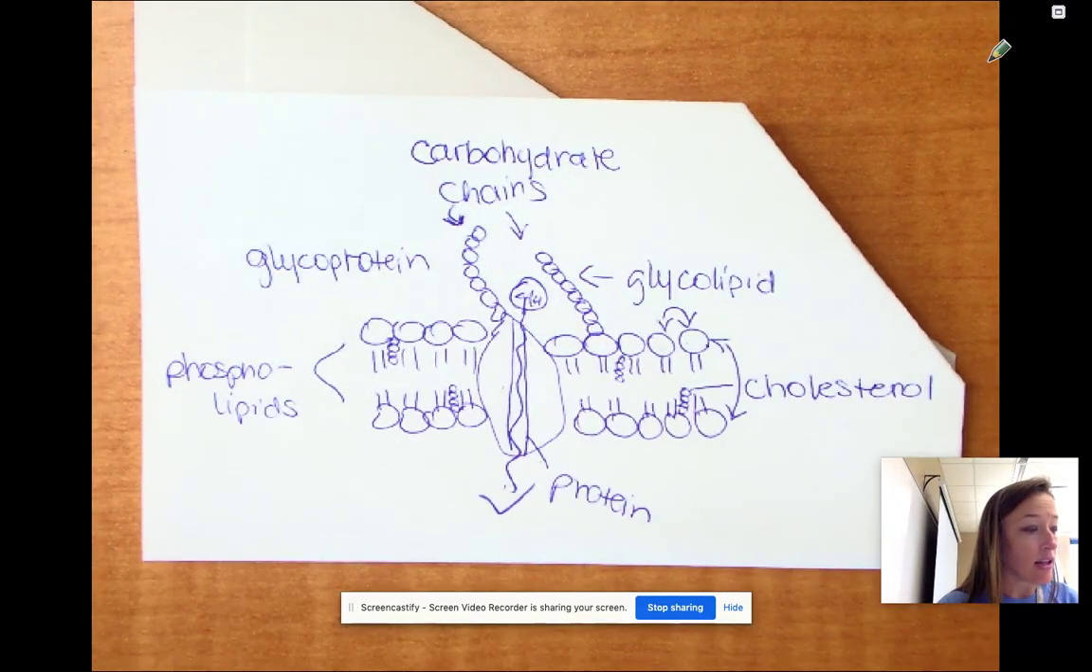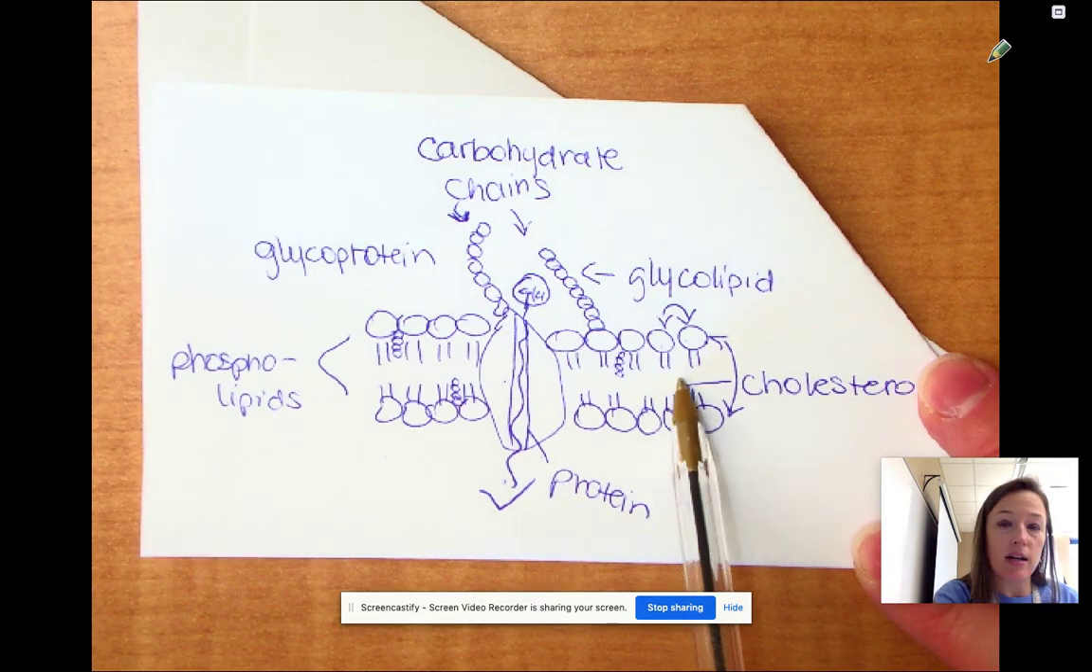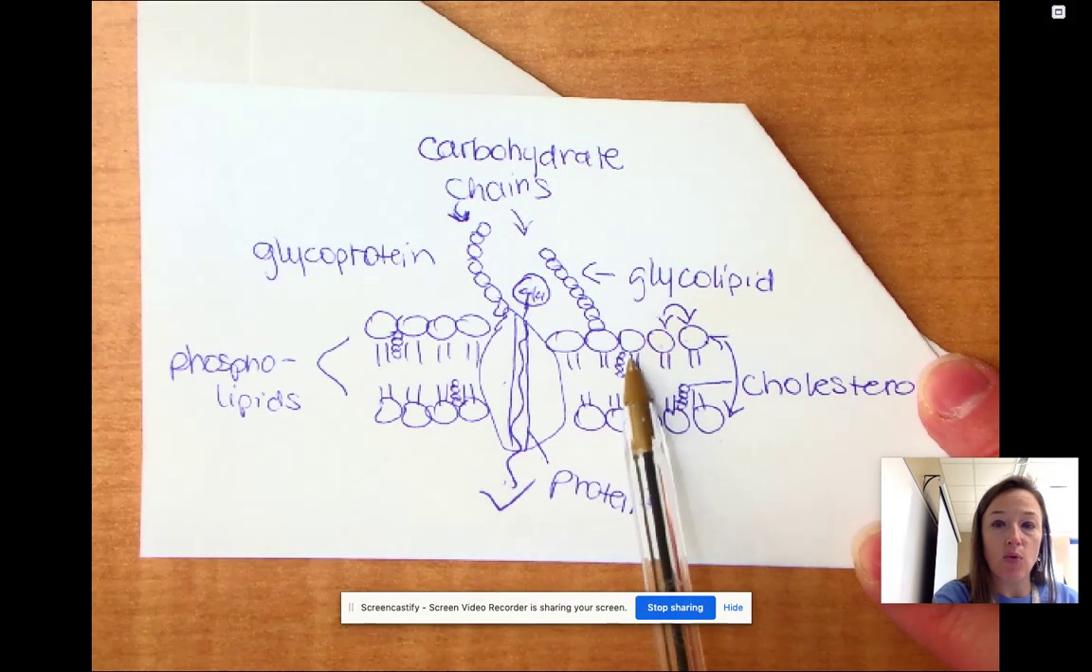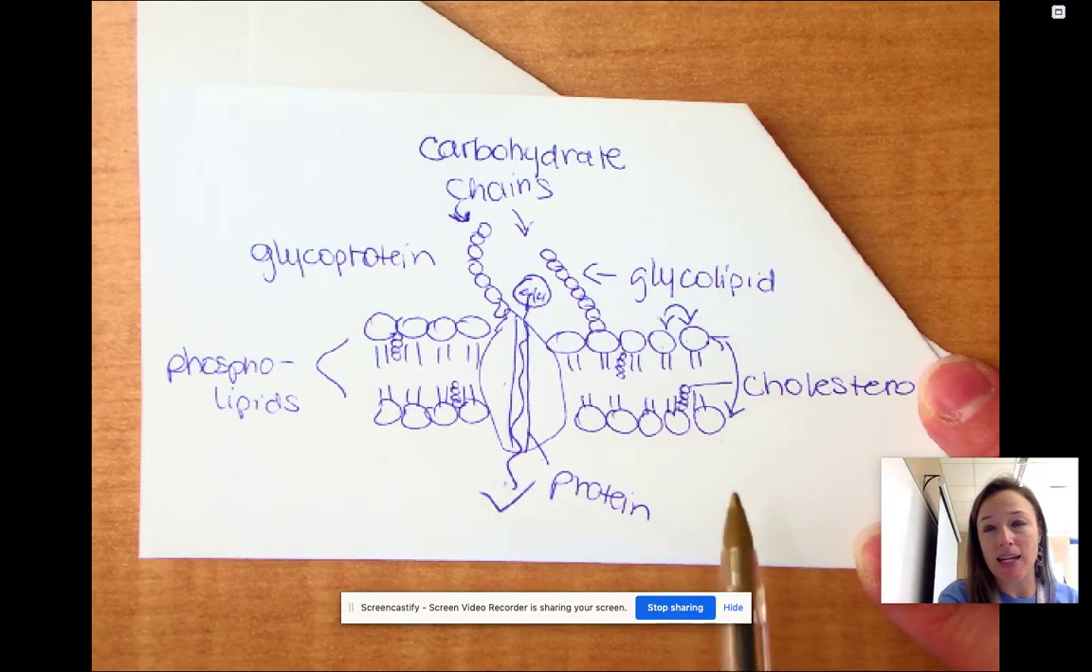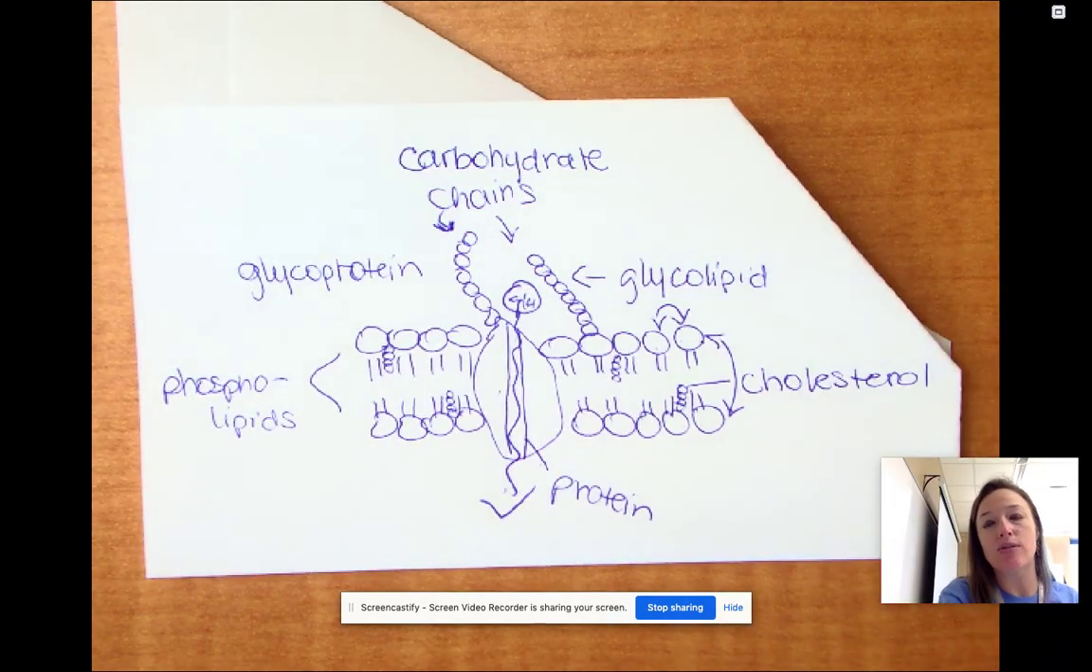All right, cholesterol. Cholesterol is down here amongst the tails. It's this 4-ring structure, and it is going to keep the tails from tangling, so it's going to detangle the tails, and it's also going to provide stability among those tails. So by not letting them get all tangled into a big knot, it provides that structure and stability there.